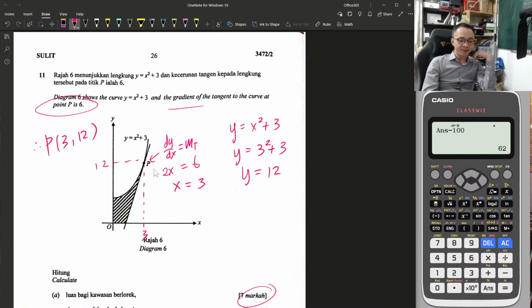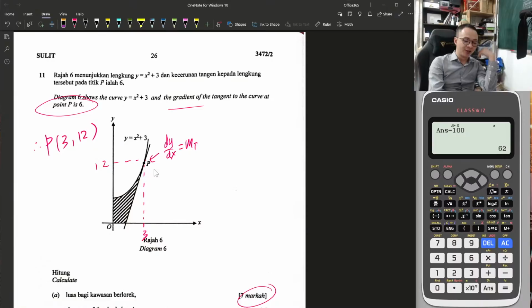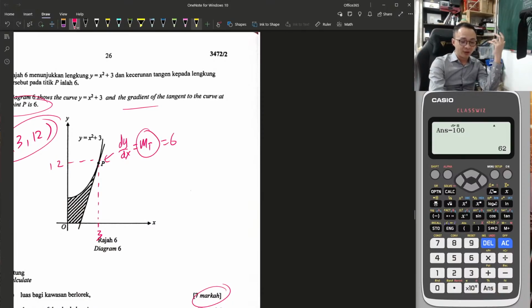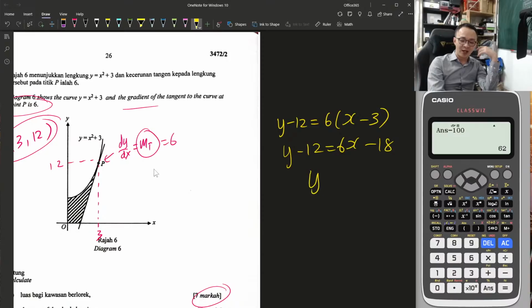Okay, so after I got this already, I definitely need to find the equation of the tangent so that I can find the x-intercept of the tangent. First, we have the gradient, which is 6, and we have a coordinate, so we can easily form the equation: y minus 12 equals 6(x minus 3). So y minus 12 equals 6x minus 18, so y equals 6x minus 6.